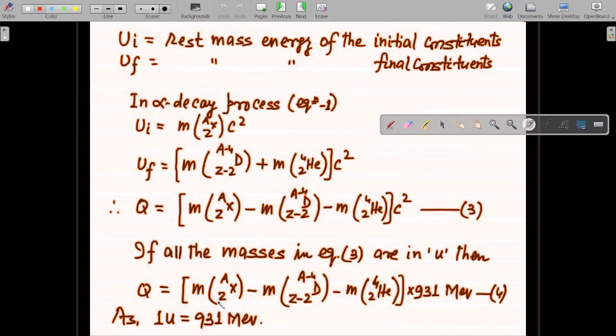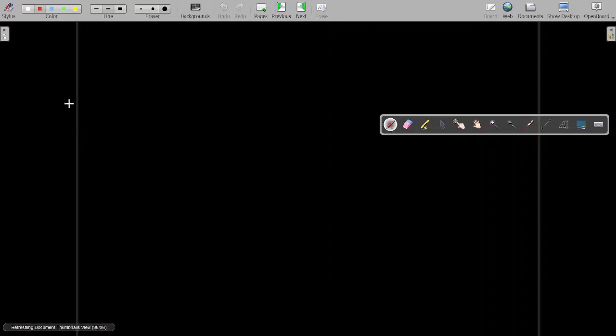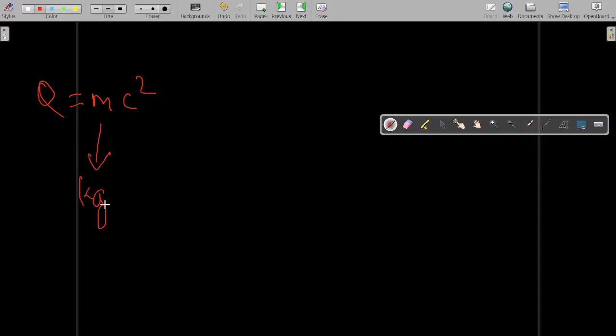Now in this particular equation, this is your equation number 3. If you take the mass in kg in the Q value, Q is equal to mc square, and you use the velocity in meter per second, you will get the value of Q in joules.